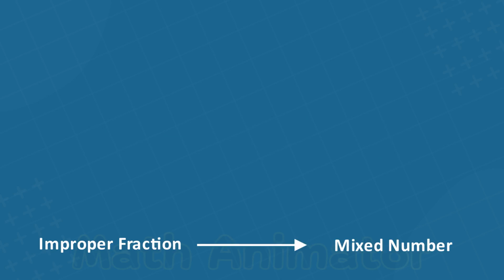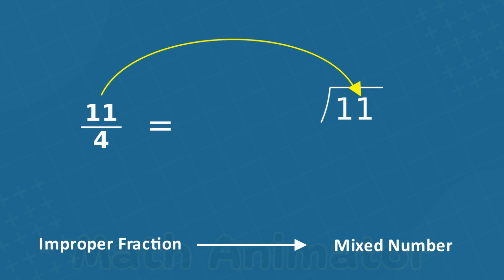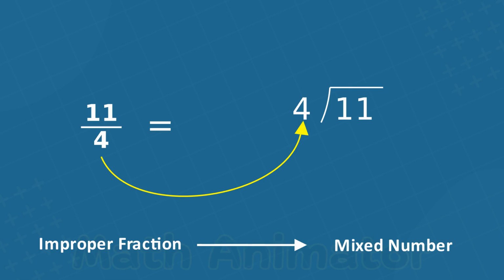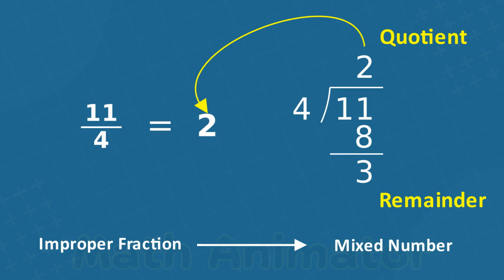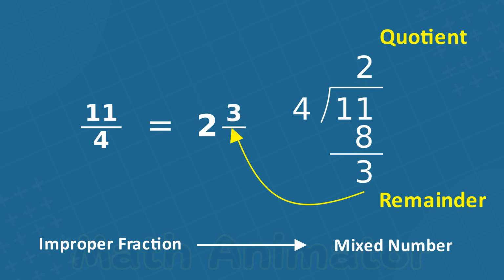Improper fractions can be converted back to mixed numbers by dividing. Let's start from the improper fraction 11 over 4. Consider the division 11 divided by 4. We get the quotient 2 and the remainder 3. Next, we can form the mixed number using the quotient and the remainder.